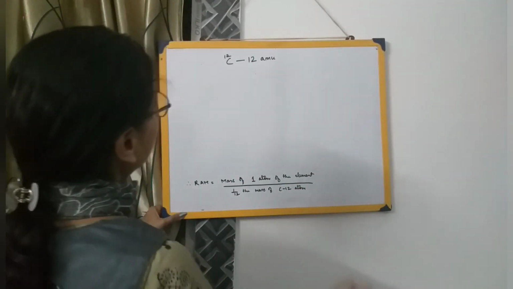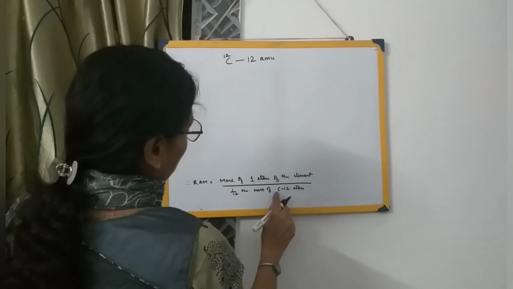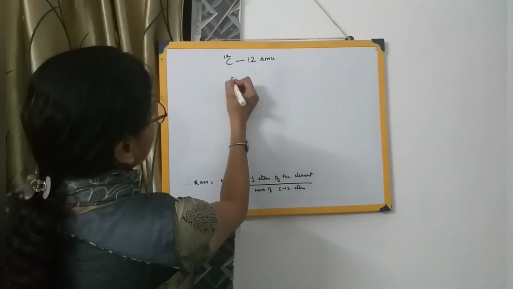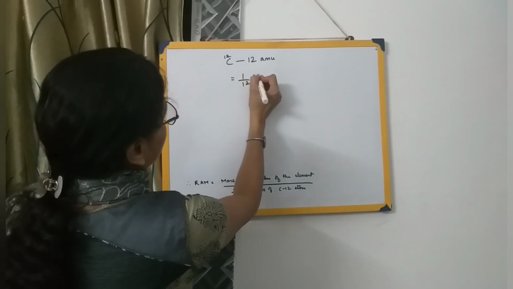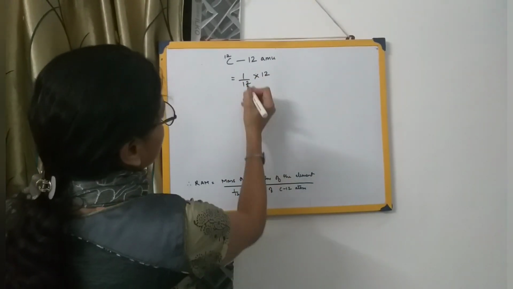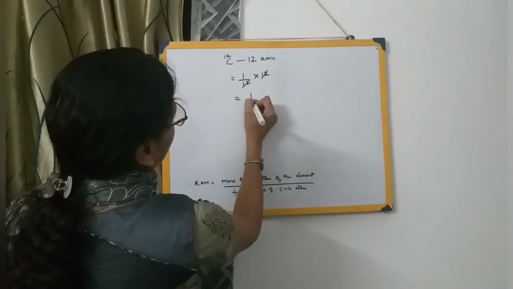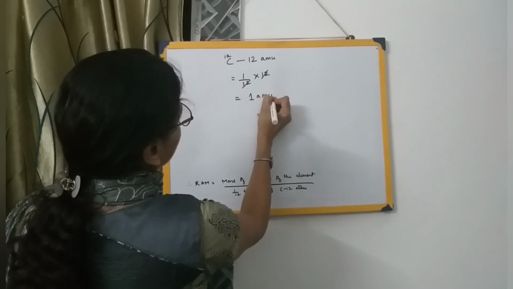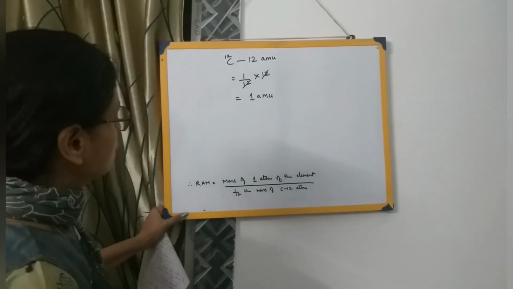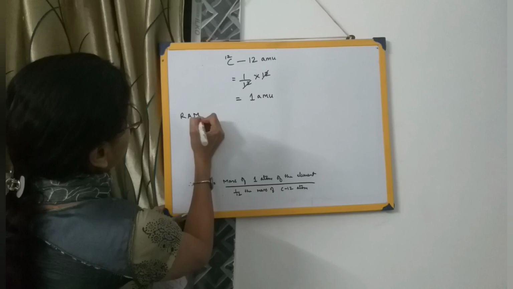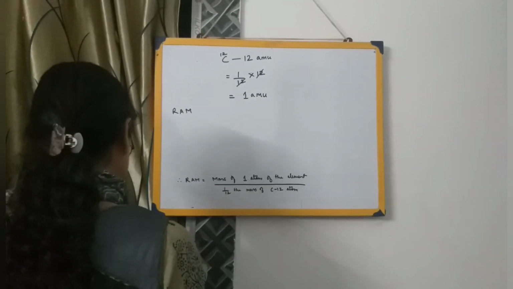Okay, and if we divide it, that is, mass of 1 by 12th of carbon 12 will be how much? That is equal to 1 by 12 into 12. So this cancels. What do we get? 1 AMU. Yes. So relative atomic mass, let us calculate the relative atomic mass of certain elements.